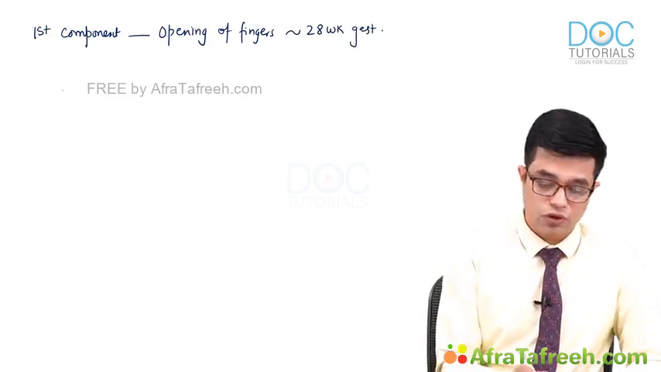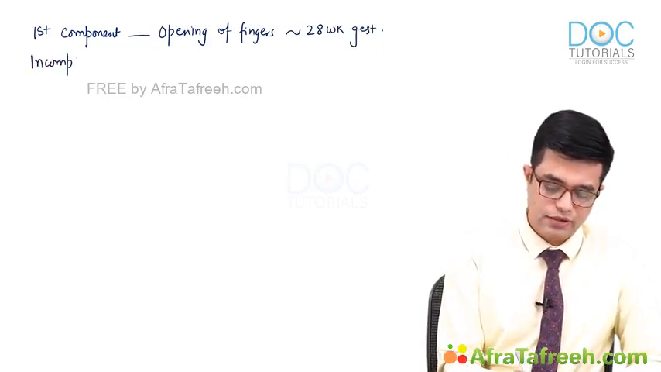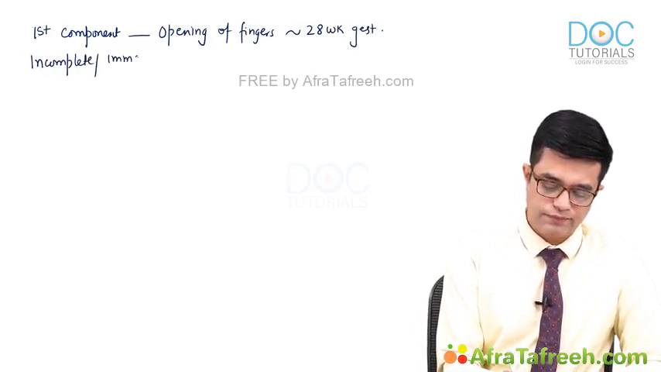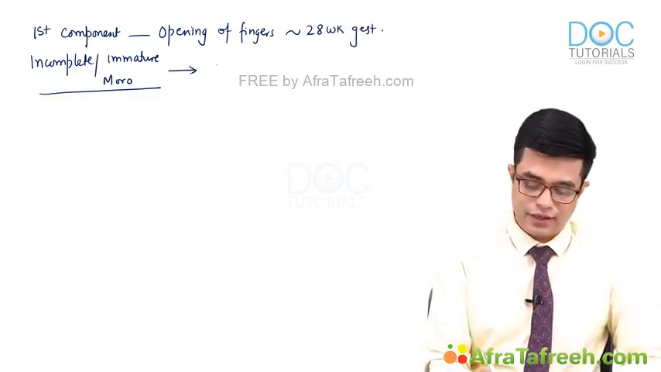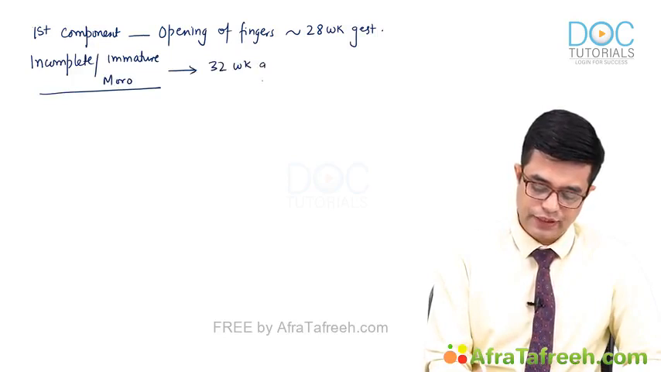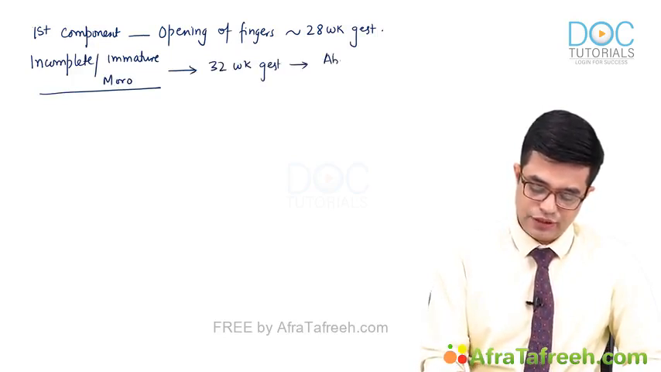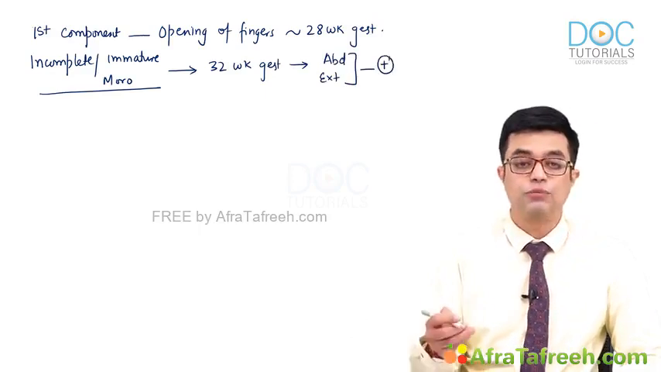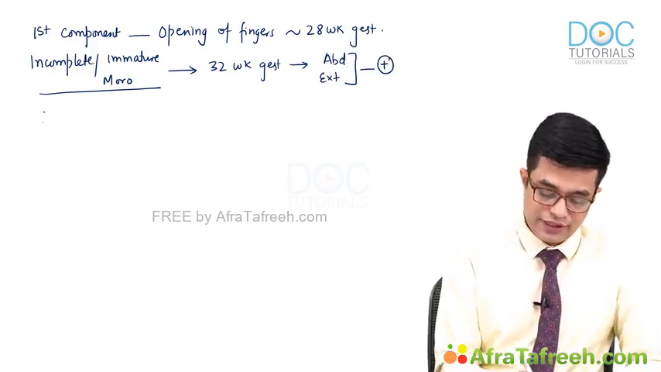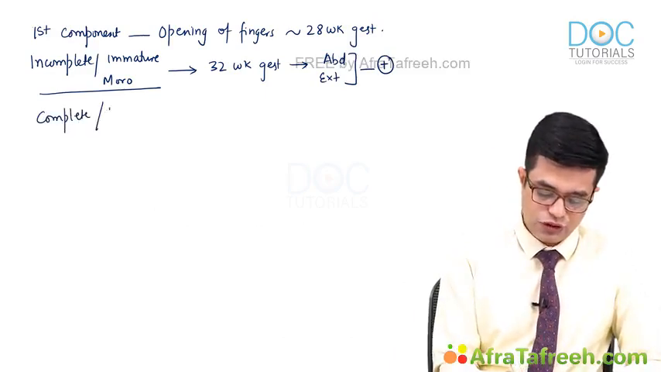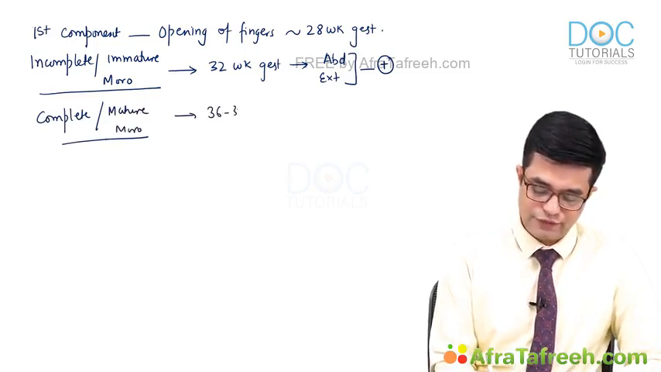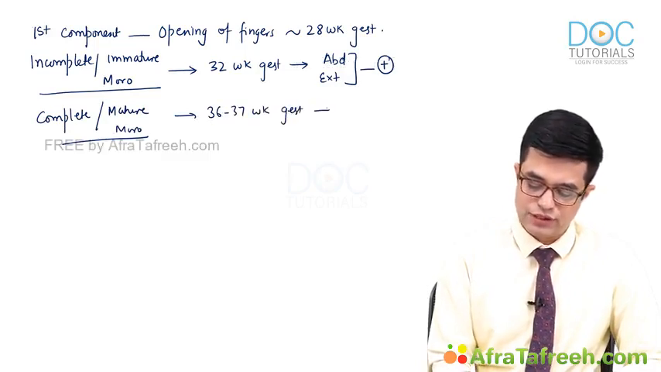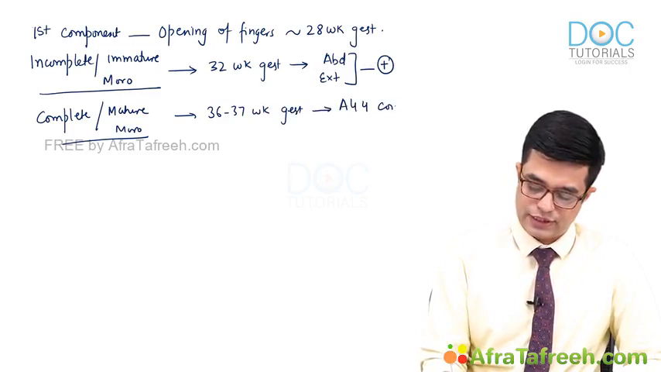Right? There is a term called incomplete or immature Moro. Incomplete or immature Moro reflex is that which is present around 32 weeks of gestation, in which the abduction and extension component, that is the first component, is present, but the second component has not yet appeared. What is complete or mature Moro? Complete Moro appears around 36 to 37 weeks of gestation. So, it is present in normal term individuals in which all the 4 components are present.